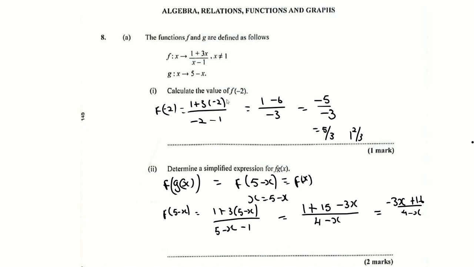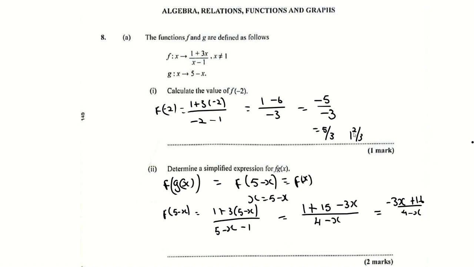When they say calculate the value of f of minus 2, when you compare f of minus 2 with f of x, we can clearly see that x is negative 2. You substitute it in and you'll get (1 plus 3 by minus 2) over (minus 2 minus 1). This is (1 minus 6) over minus 3. 1 minus 6 is minus 5, over minus 3. The negatives cancel out. A negative and a negative is a positive, right?